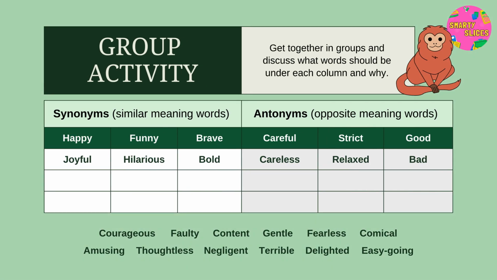Time to put your brain to work. In this group activity, try placing the right words under synonyms or antonyms. For example, happy goes with joyful, and careful is the opposite of careless. Look at the remaining options like courageous, faulty, gentle, and content. Where do they belong? Pause the video and see if you can sort them out. When you're done, drop some of your answers in the comments. Let's see who gets the most right.